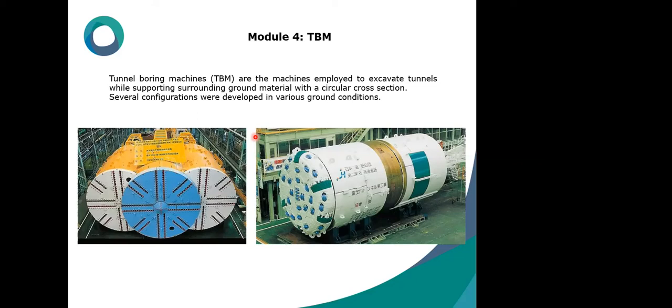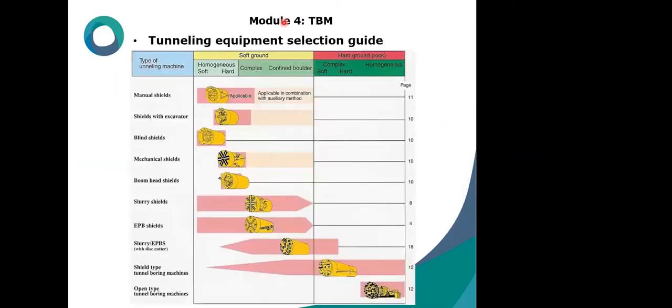Tunneling equipment, as said before, is divided into two categories according to the medium, as can be seen in this slide. It is divided into equipment used for soft ground, and for hard ground or rock. And there are two subdivisions: homogeneous or complex confined boulder, also complex hard ground or homogeneous ground.